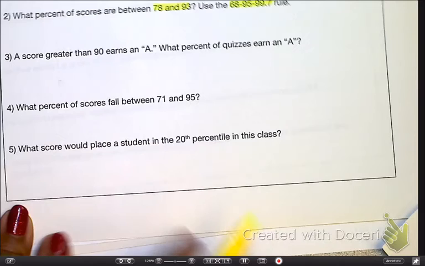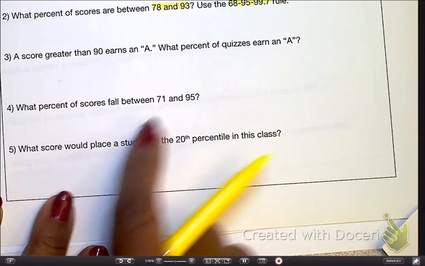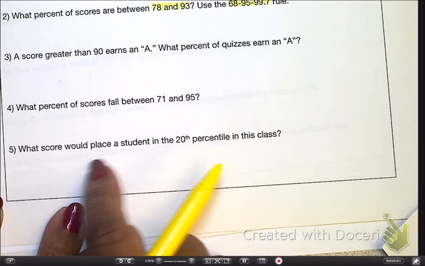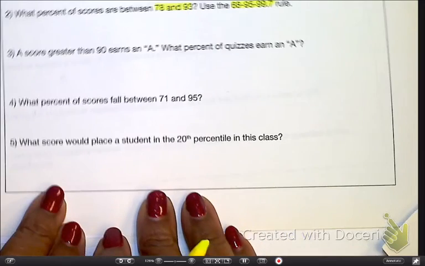Now I'm going to skip number 4 because number 4 was me doing number 2 incorrectly, unfortunately. So right here, as I see, I want the 20th percentile. Okay, so go ahead and answer that.